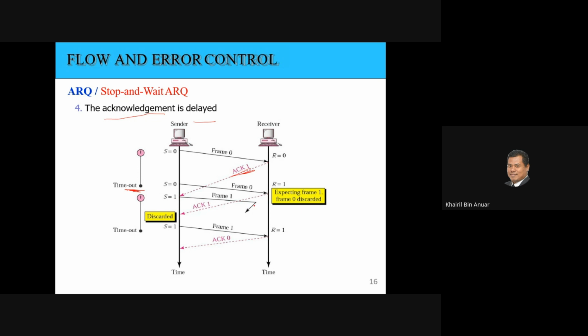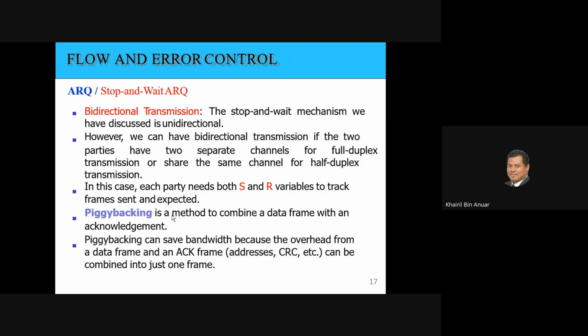It's expected to have frame 1, but frame 1 was lost in transmission. So this one is also discarded, then you need to resend your frame 1. So this is where you can see that the acknowledgement is delayed. The timeout and the acknowledgement packet need to sync together. So those are the 4 different scenarios for stop and wait ARQ.